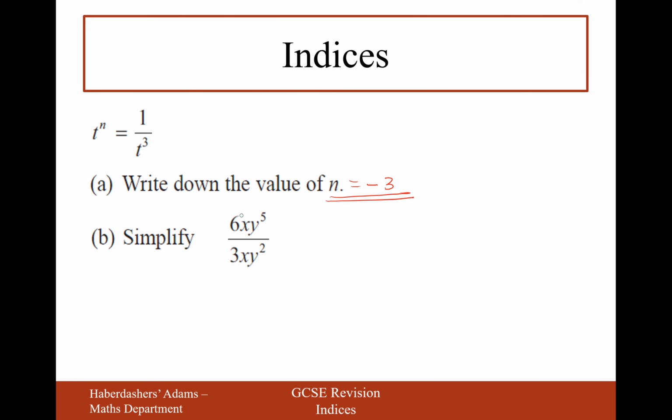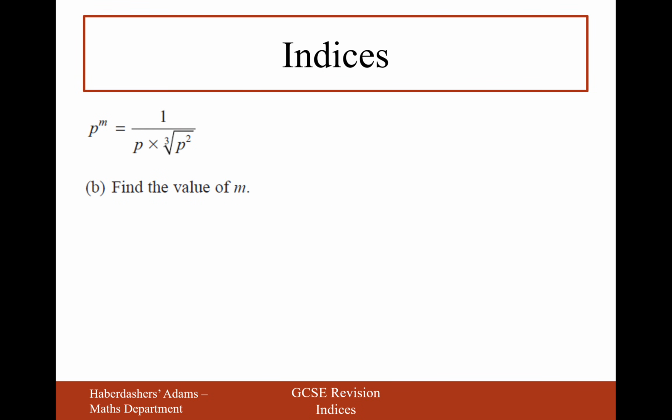This question is a simplifying fractions question, so I'll simplify the 3 out of the normal numbers at the front. X's can cancel out top and bottom, and then 2 of the y's can cancel out top and bottom, so I've got 3 left, so this answer here is 2y cubed. Okay, let's move on to the next one. Pause the video and give this one a go.